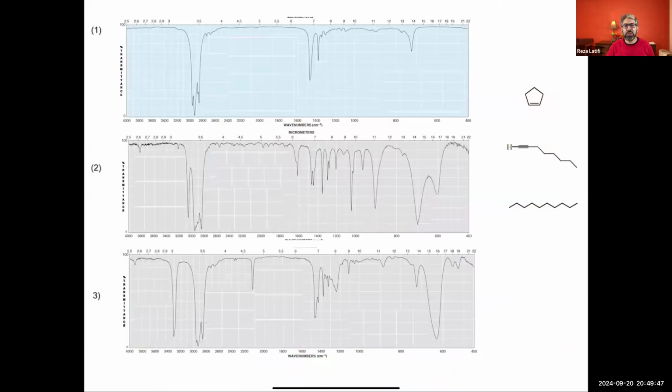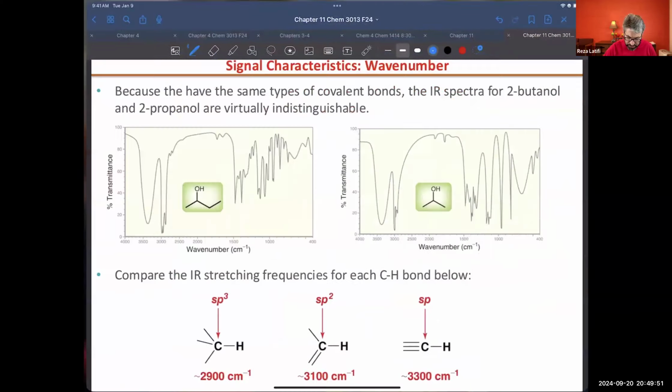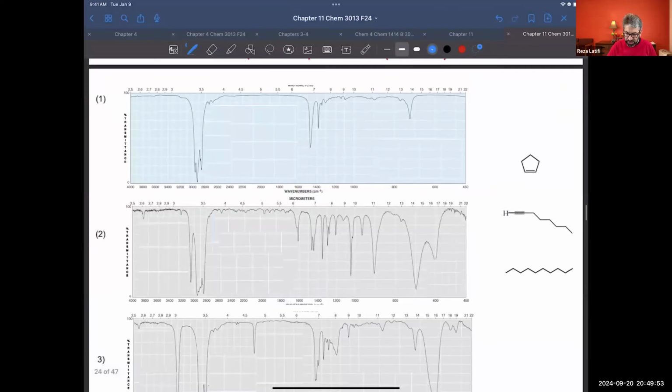Okay, let's practice some examples. We have 3 compounds. Those are our compounds.